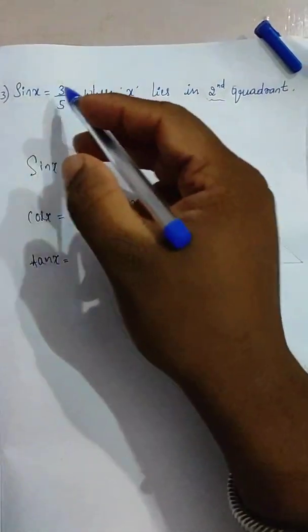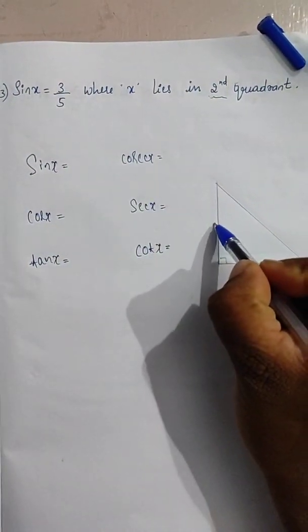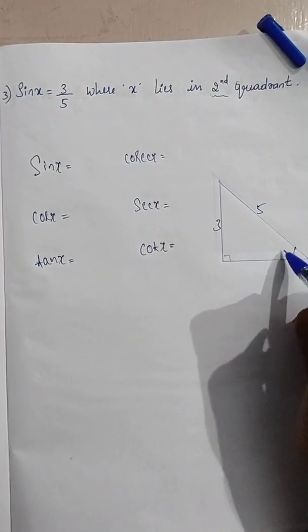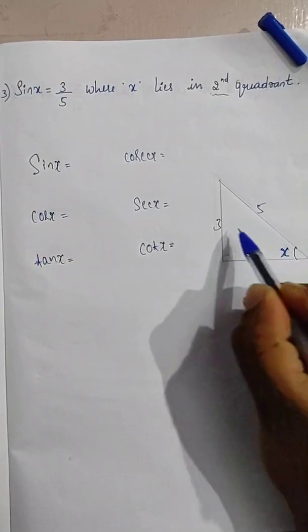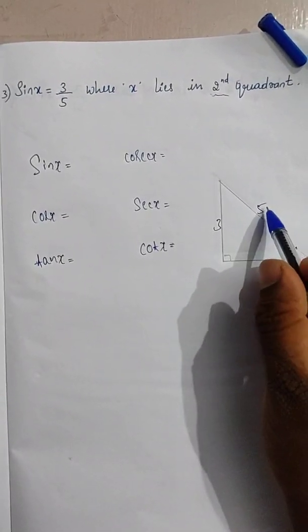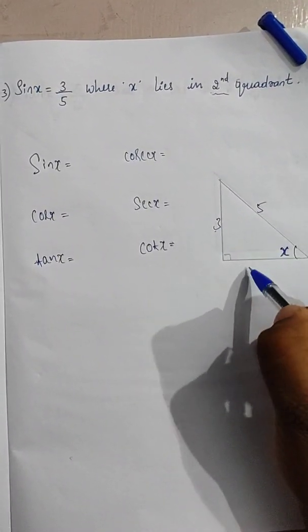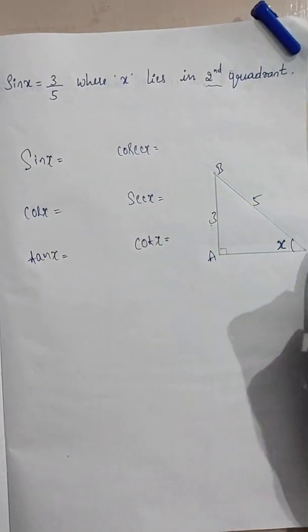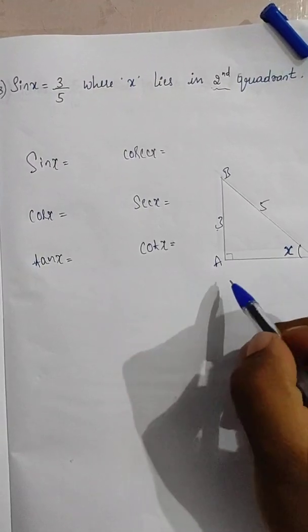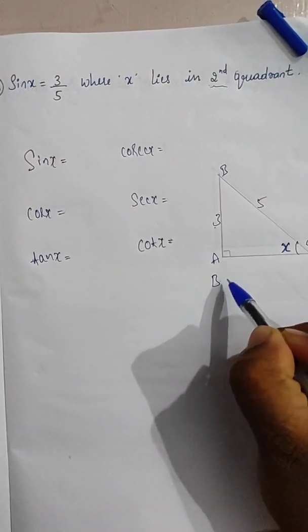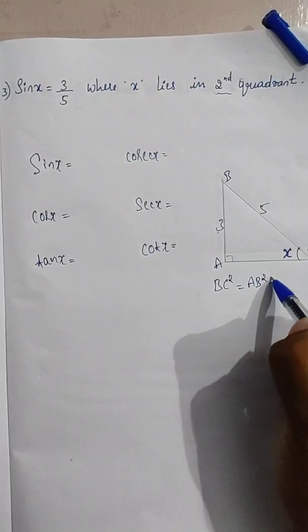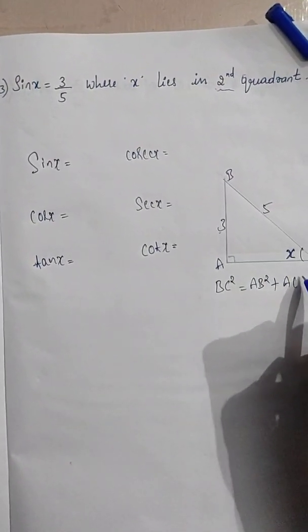Now sin x is equal to 3/5. Sin x is equal to 3/5 means opposite by hypotenuse. So if this is angle x, this is the opposite side and this is the hypotenuse. You want to find the adjacent side. To find the adjacent side, we use the Pythagoras theorem. BC square is equal to AB square plus AC square.